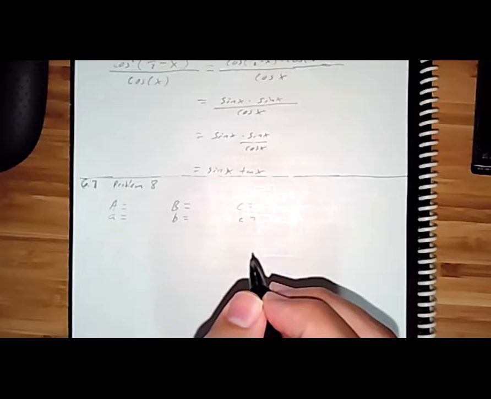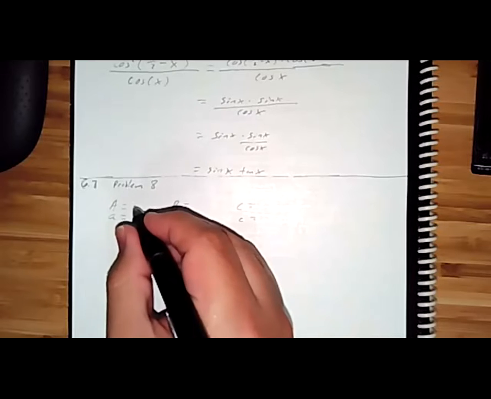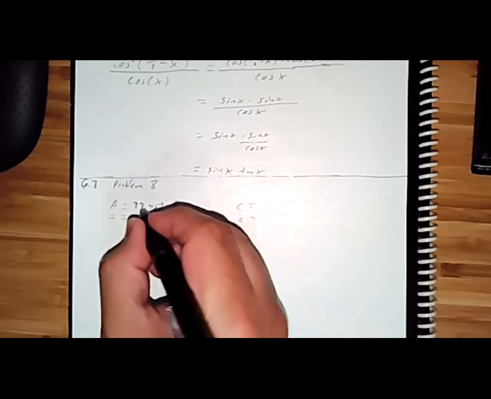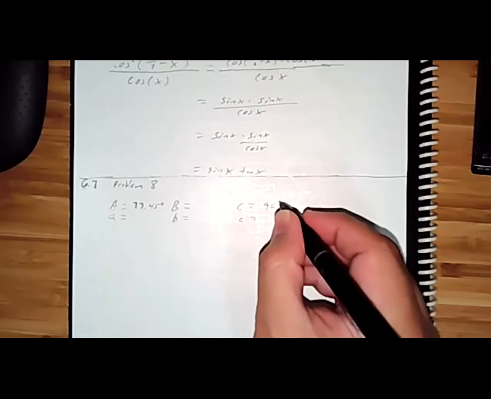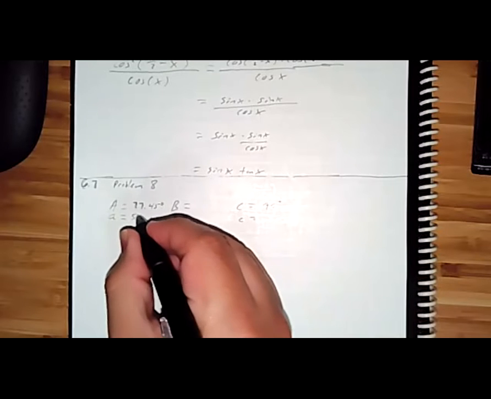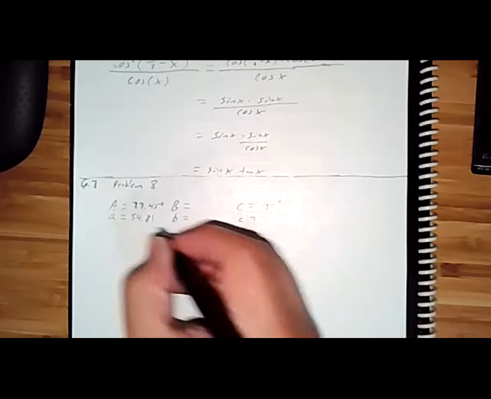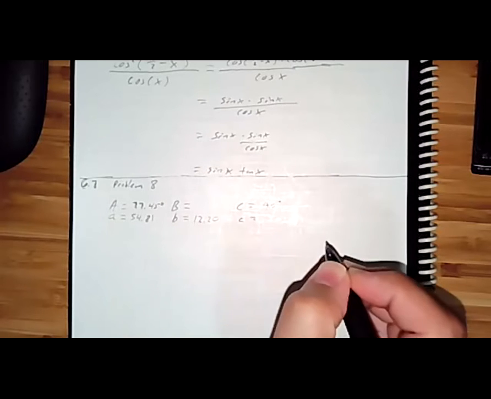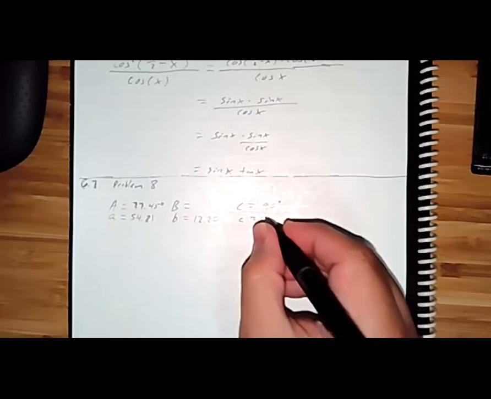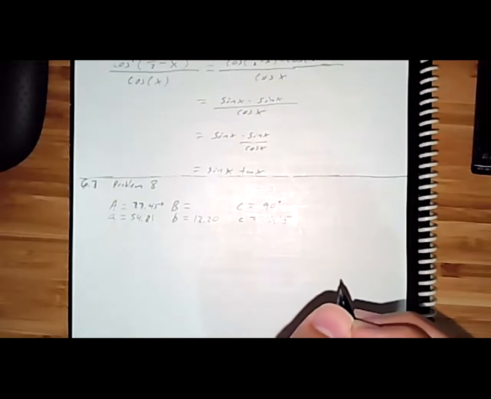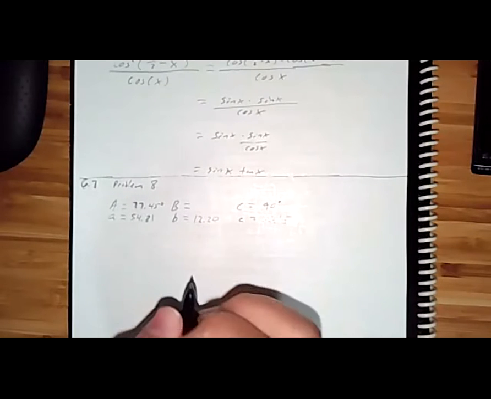Okay. For all the rest of it, A is 77.45. C was 90. A was 54.81. B is 12.20. And C is 56.15. So I got all of that correct. And then I got for the angle B 12.54, and apparently that's wrong.